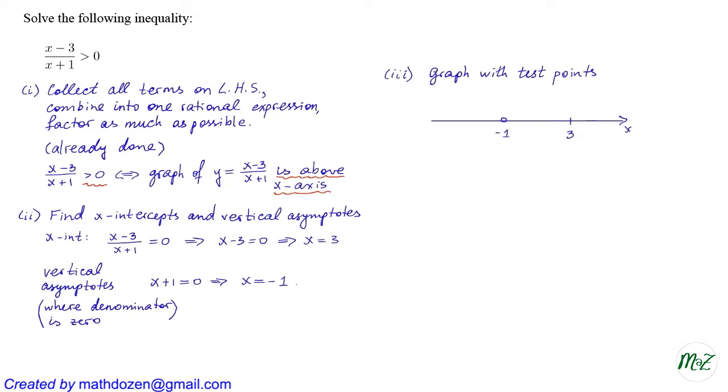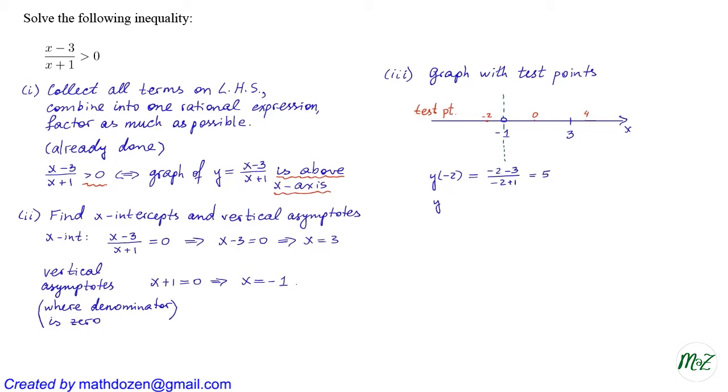So now we make a graph out of this. So 3 is the x-intercept, and then -1 is a vertical asymptote. So I'm going to put a dashed line through x equals -1. And now we just use the test points. So I use -2, which is to the left of -1, 0, which is in the middle, and +4, which is to the right. So y at -2 is equal to (-2 minus 3) over (-2 plus 1).